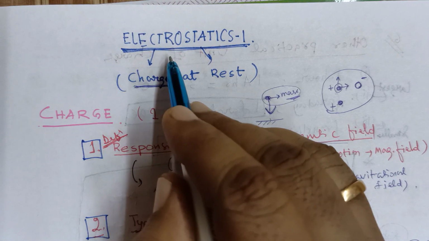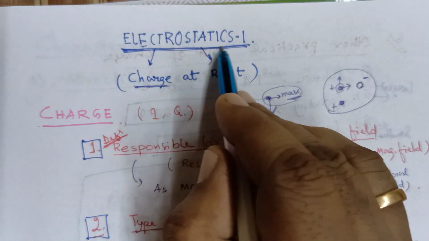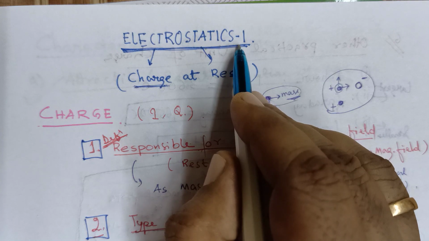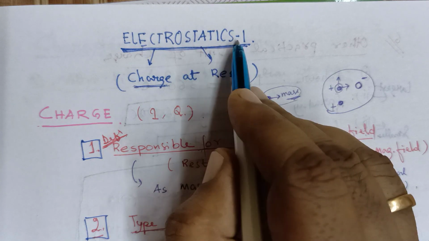Now we will go to the topic. Our new topic is electrostatics. The total electrostatics chapter is divided into three parts: 1, 2, and 3. First we will go through chapter 1.